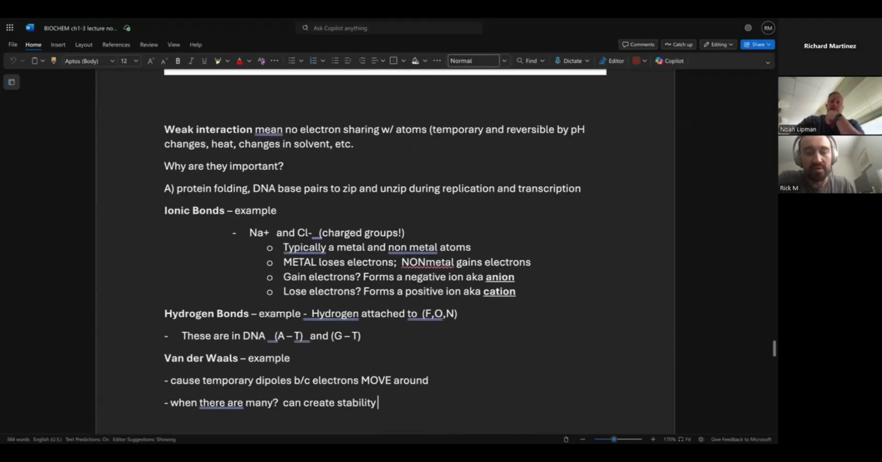Okay, so typically a metal and a non-metal. If they gain electrons, they're an anion. If they lose, they're a cation. It's cool. We already went over FON. That's a hydrogen bond.